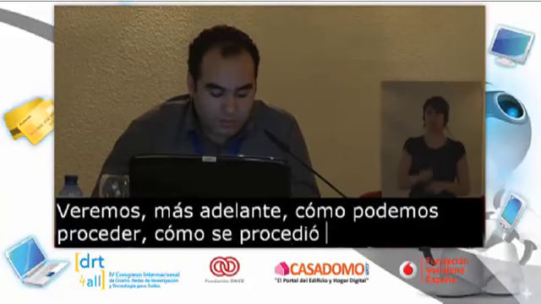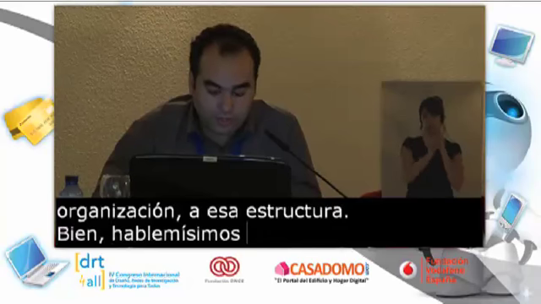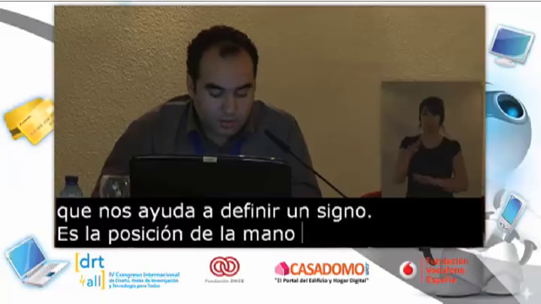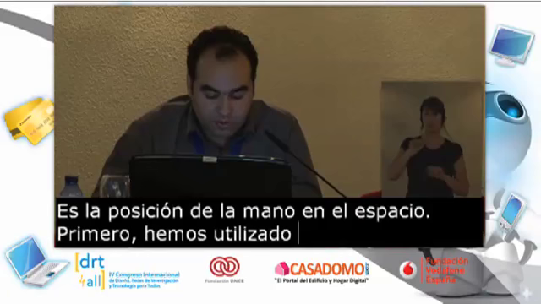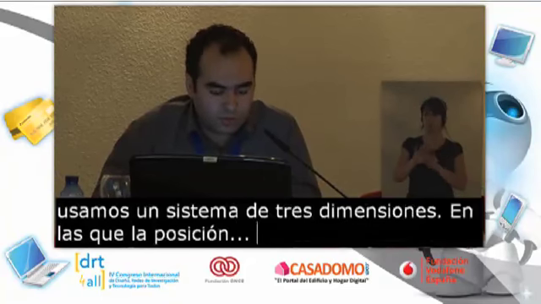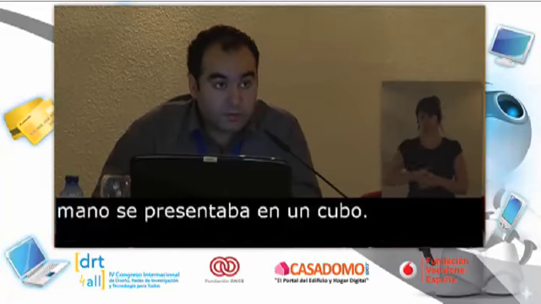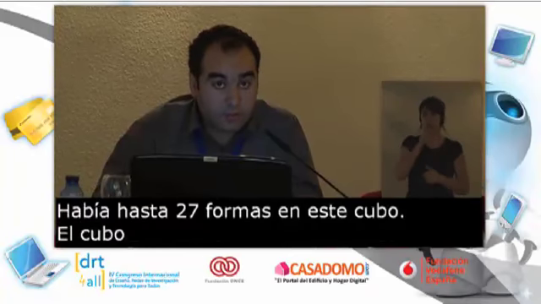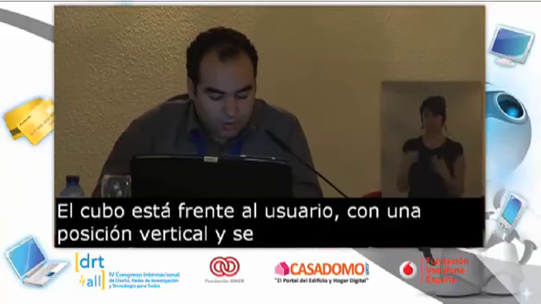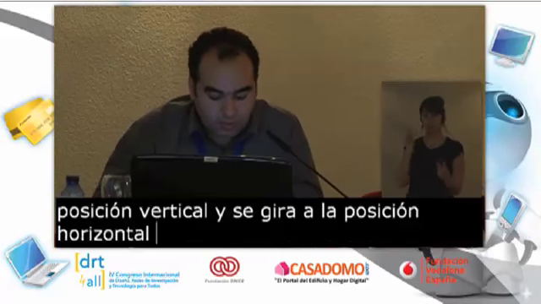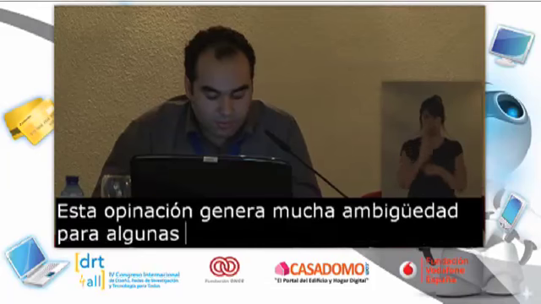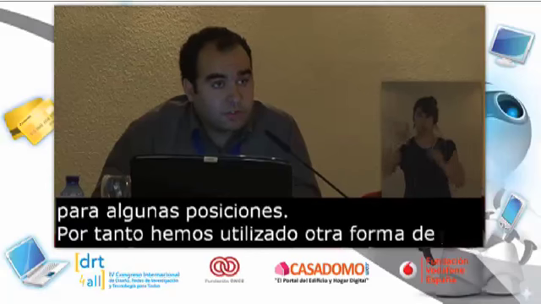Let's talk about the second criterion that contributes to defining a sign. It is the position of the hand in space. At first, we used a 3D representation system where positions are represented in the form of a cube divided into 27 positions. This cube is in front of the user, who selects a vertical position and then chooses the corresponding horizontal position. However, we noticed that this kind of presentation generates ambiguities between some positions. Therefore, we have used another form of representation based on the IVT dictionary.